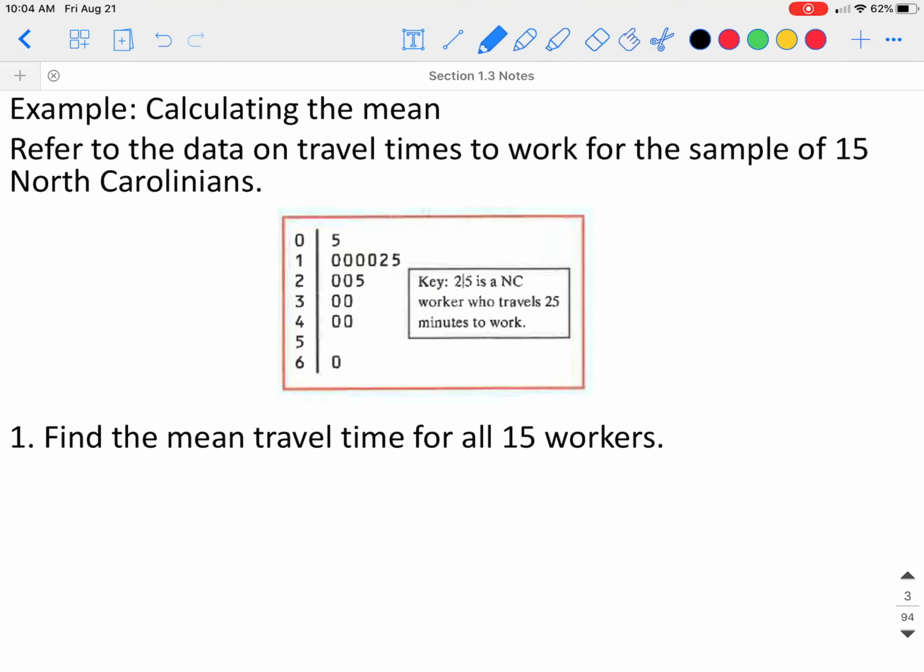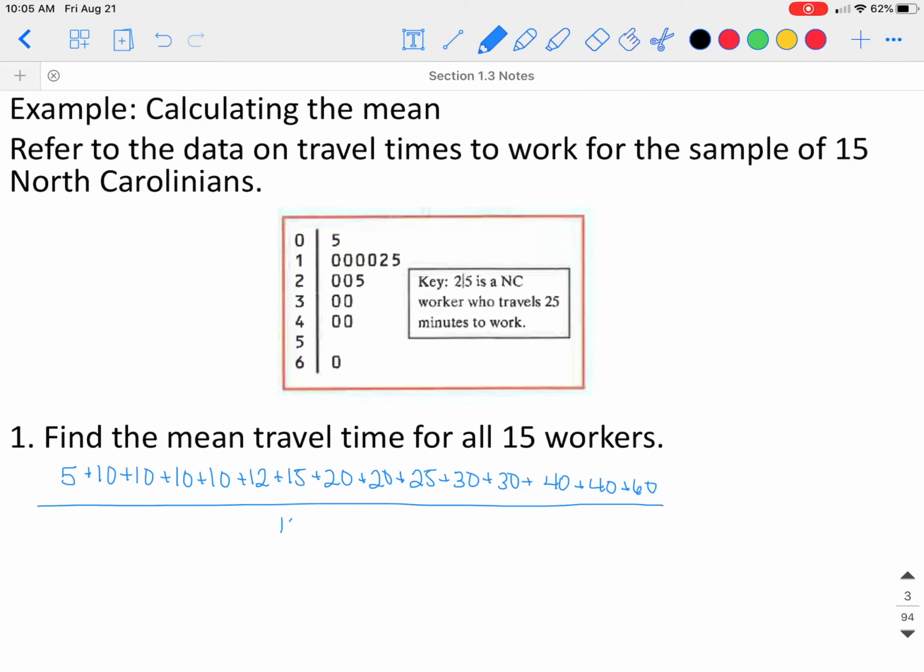So if we refer to the data on travel times to work for a sample of 15 North Carolinians, we need to find the mean travel time. From this stem plot, we can see that the first person has a travel time of 5, the next one is 10, 10, 10, 10, 12, 15, then we have 15, 20, 20, 25, 30, 30, 40, 40, and 60.